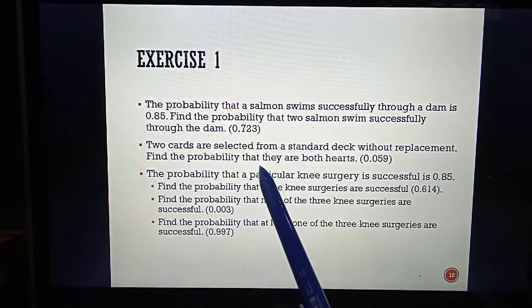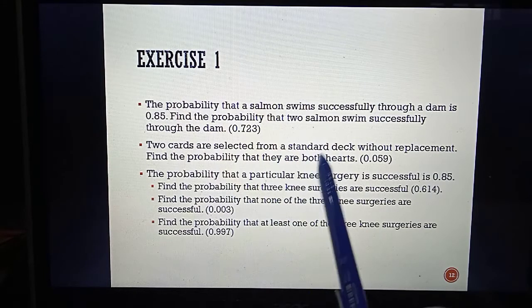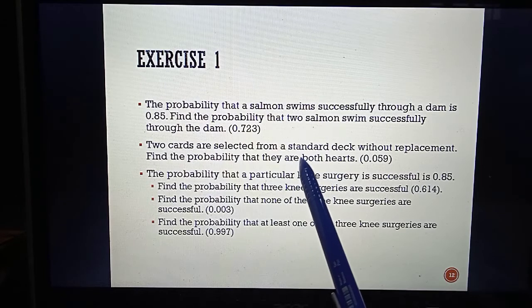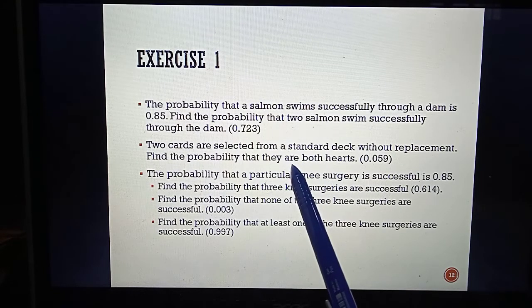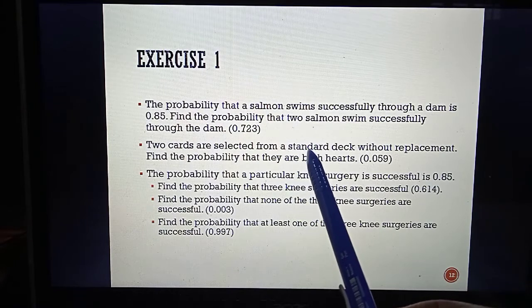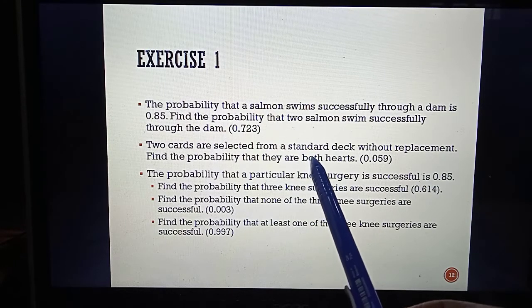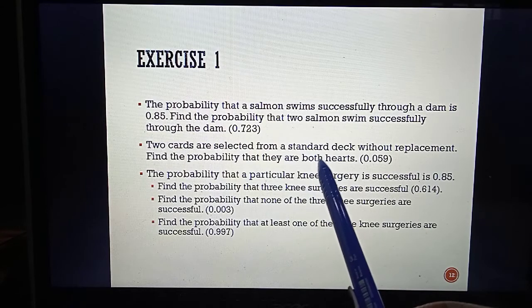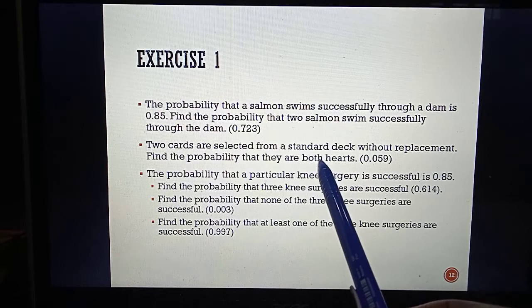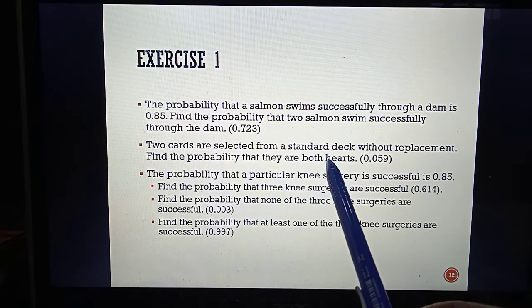2 cards are selected from a standard deck without replacement. Now find the probability that they are both hearts. Okay, so now without replacement, so first event, selecting a card from the deck is 13/52 because number of heart cards is 13. So all cards are 52. So first event is 13/52.